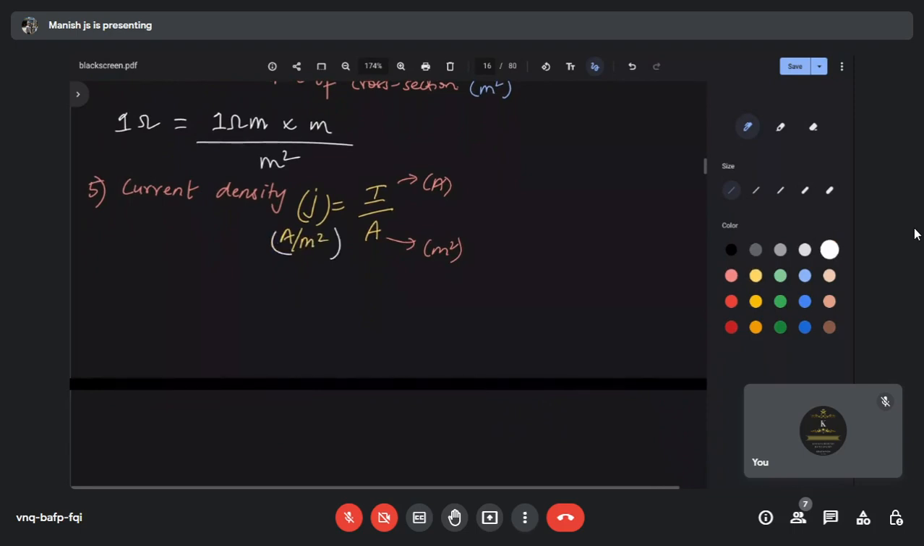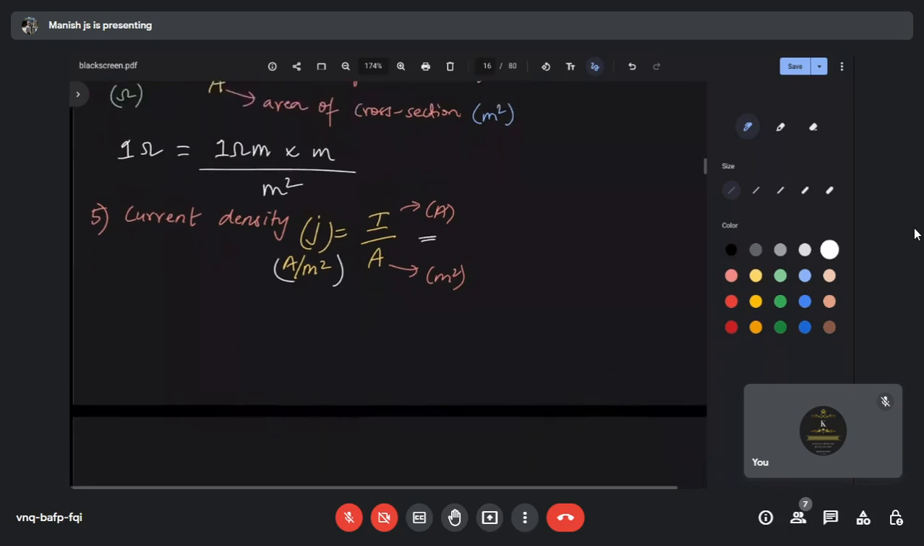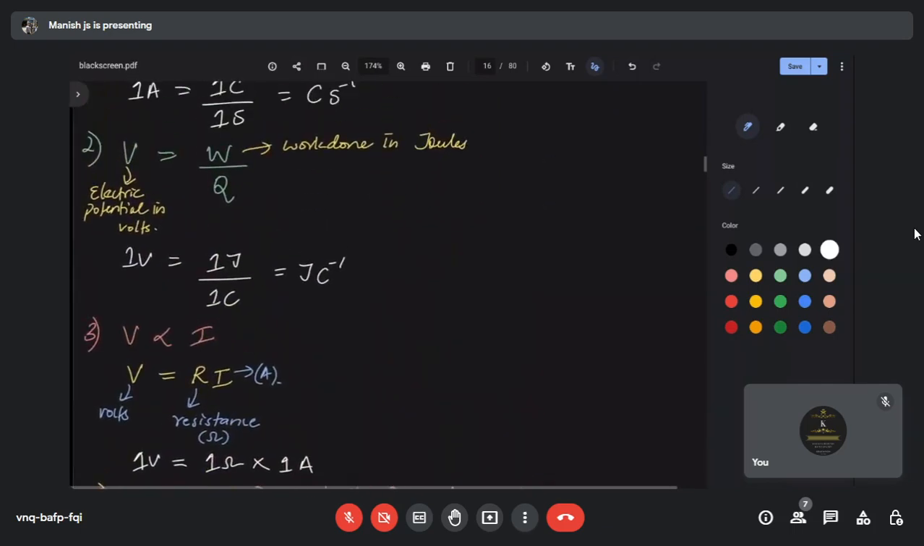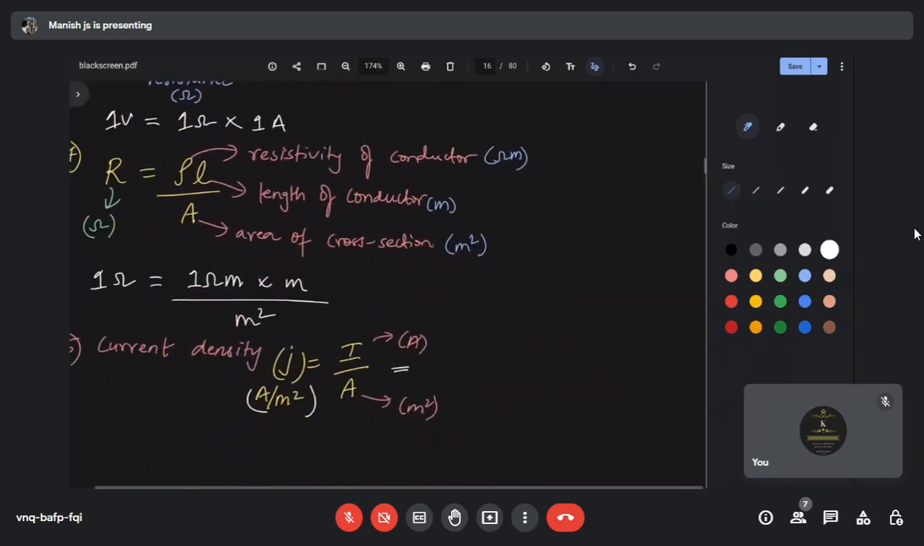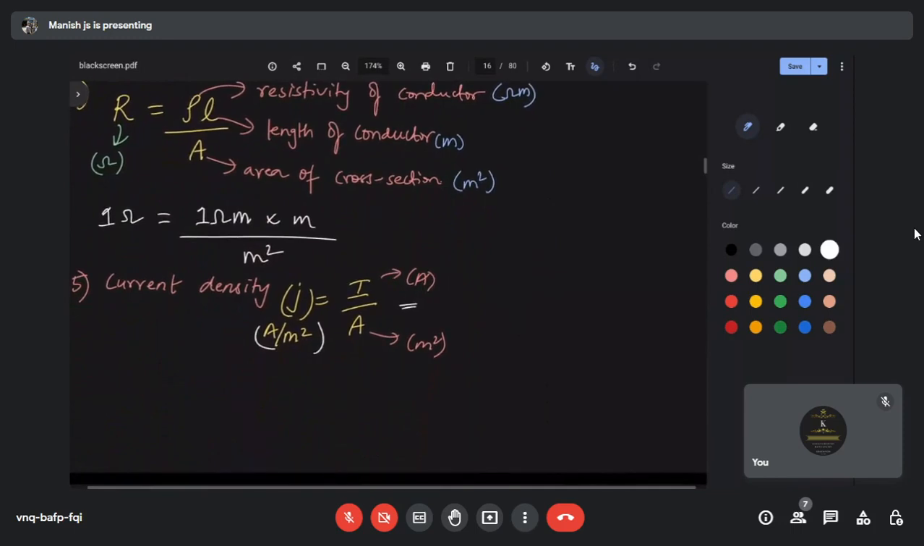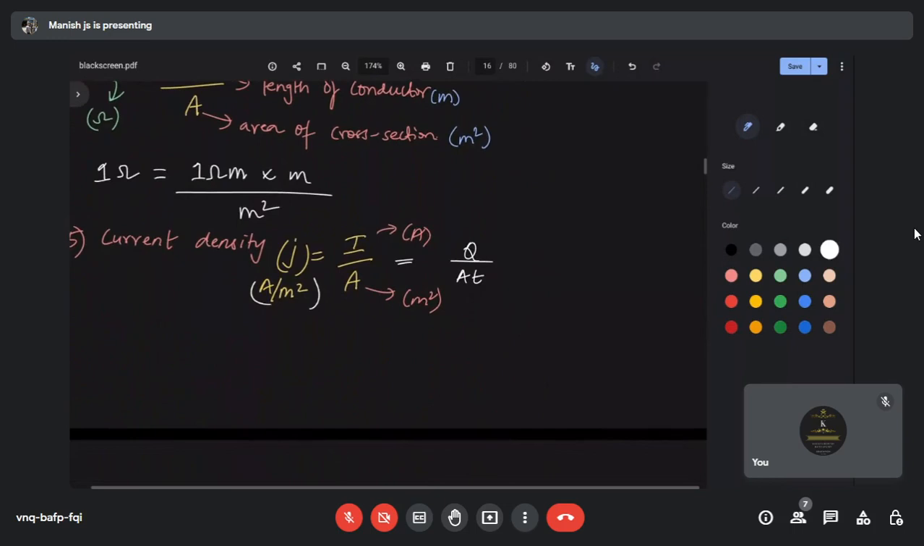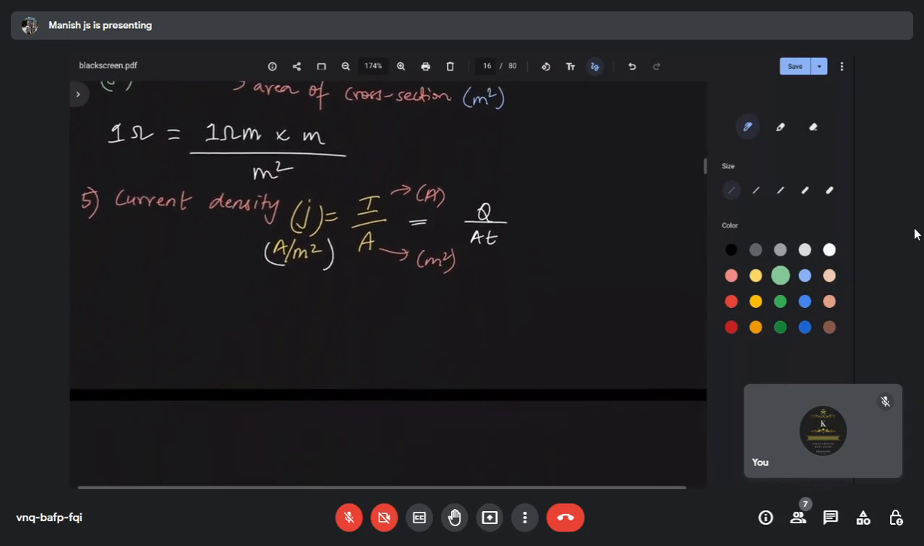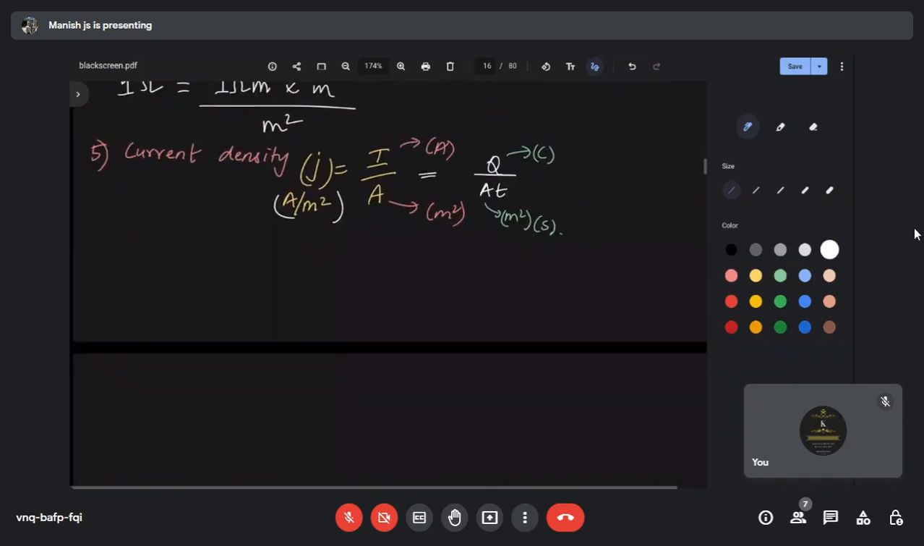Now further, how can we express this? Current can be written as Q upon T, that is what we saw in the first place. So you can write this as Q upon A into T. This is one more relationship that can come into picture. Further it can be expressed as coulombs upon meter square and second.